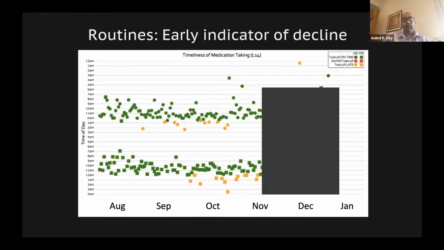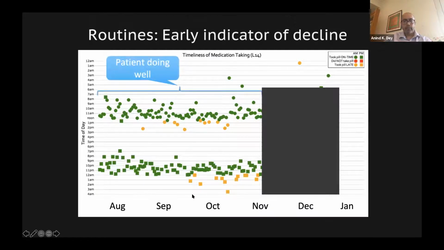So I want to point out one more concrete example that occurred during our study that might indicate the value of routines. Here we have an individual who started in our study in August, and you can see they were doing okay. They were mostly taking their medicine correctly, and we're not seeing any mistakes other than in terms of forgetting to take their pills. But several times they started taking their pills late in the morning, and you're seeing mistakes in the evening as well.